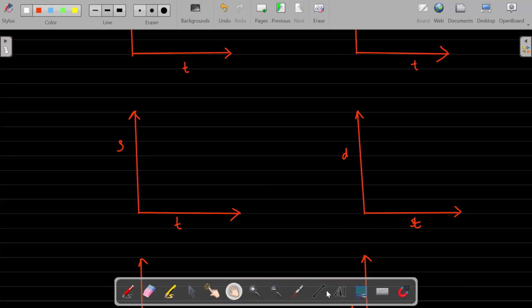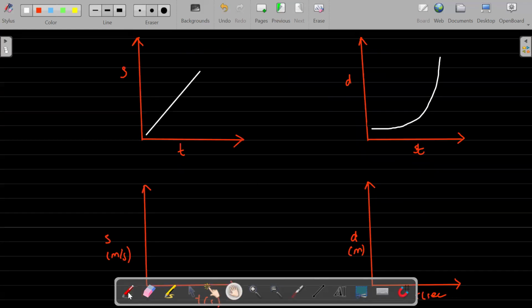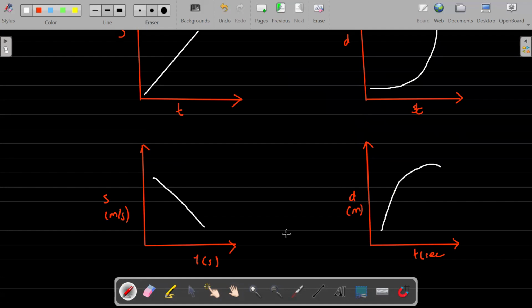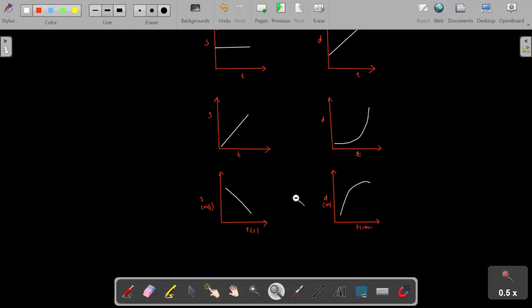Now, if your speed time graph is increasing, then your distance time graph will be increasing by making a curve. Is it clear, Fatma? Yes, miss. If your speed is decreasing, then your distance time graph will be decreasing by making an inverted curve. These are the 4 things which you need to remember.